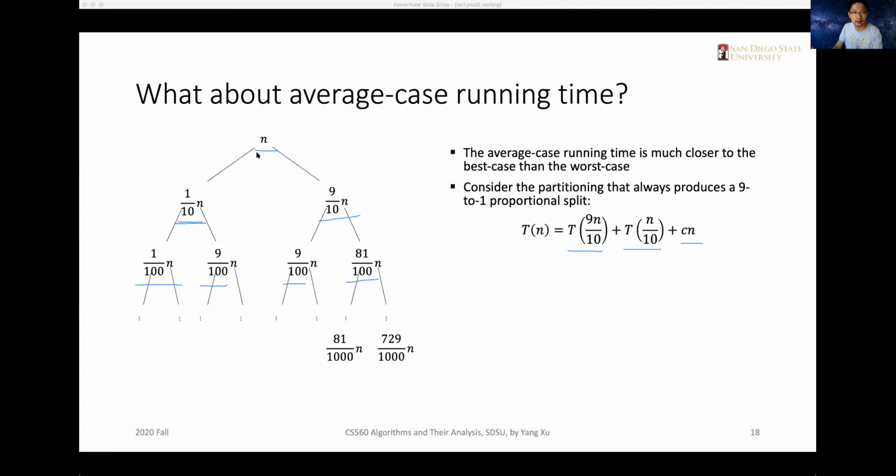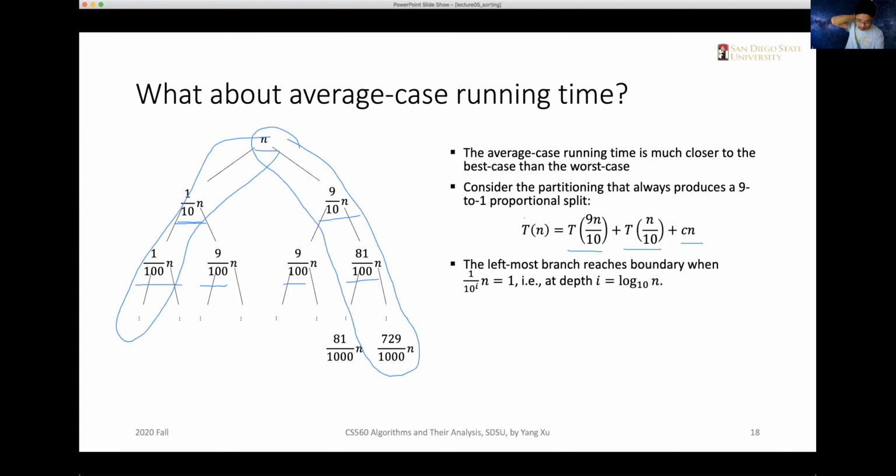The leftmost branch decreases really fast, and the right branch decreases at a slower speed. So what we can estimate using this recursion tree is how many levels there are in the tree. If we look at just the leftmost and the rightmost, the leftmost branch reaches the bottom level when this quantity, n/10 to the power of i, equals 1. That means the depth is the logarithm base 10 of n.